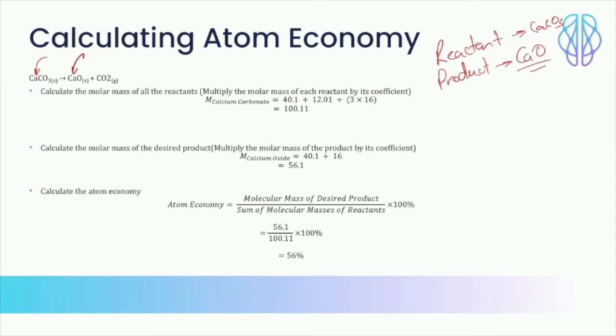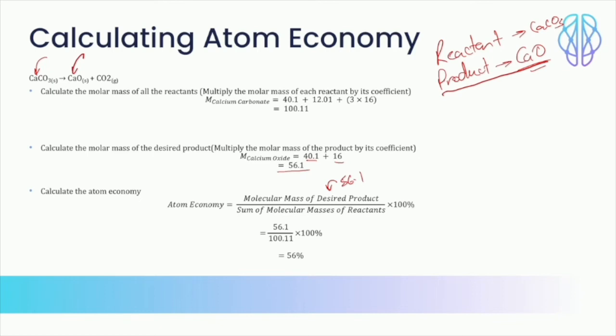Okay, so firstly, if we look at the formula, in the numerator, we want the molecular mass of the desired product, right? So the desired product is calcium oxide. You can very well find the molecular mass of calcium and oxygen, which is 40.1 for calcium and 16 for oxygen. If you add those two, the molecular mass for calcium oxide is 56.1. So on your numerator, you're going to get 56.1.